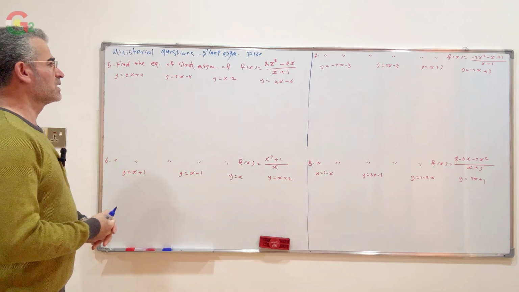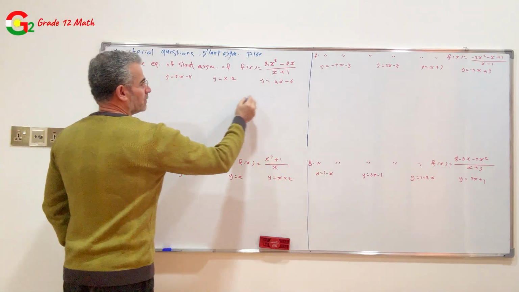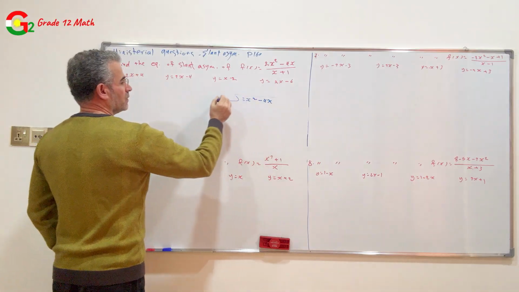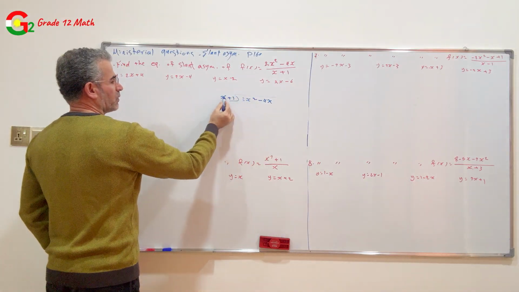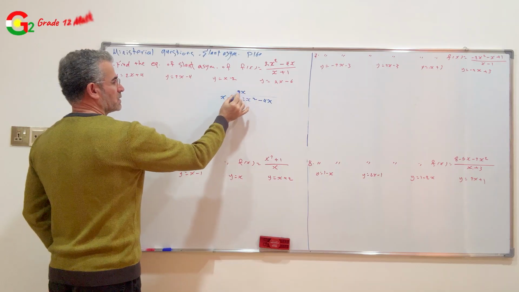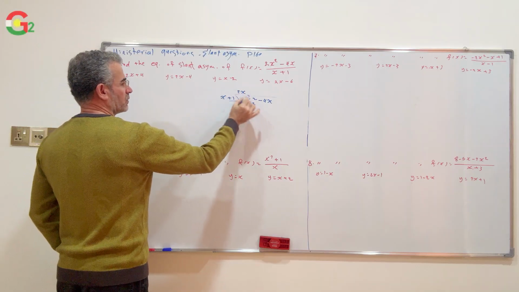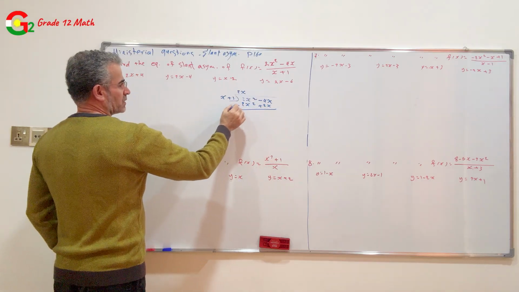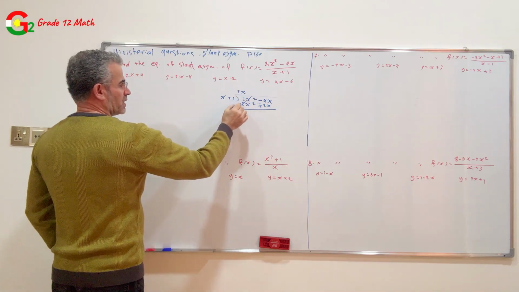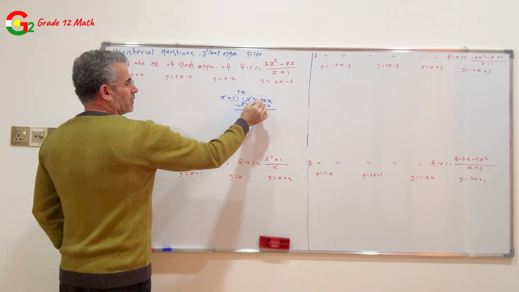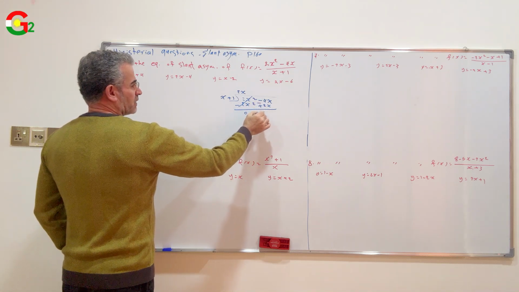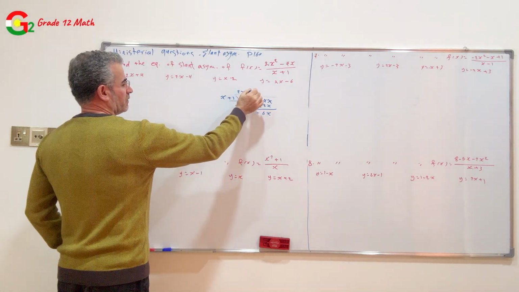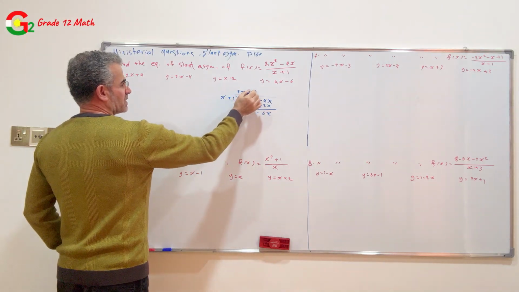Question number 5. Find the equation of the slant asymptote of the function. Divide 2x power 2 minus 4x over x plus 1. 2x power 2 divided by x is 2x. 2x times x is 2x power 2, 2x times 1 is 2x. By subtraction, 2x power 2 minus 2x power 2 is 0. Negative 4x minus 2x is negative 6x. Negative 6x divided by x is negative 6.